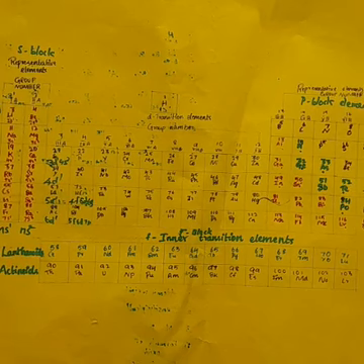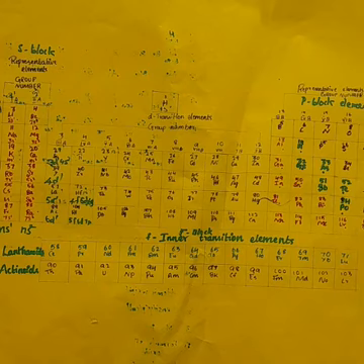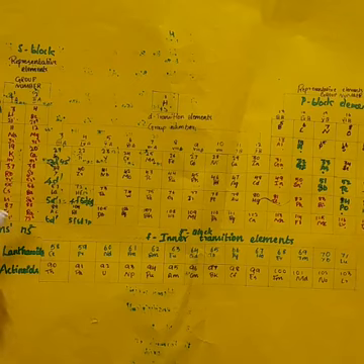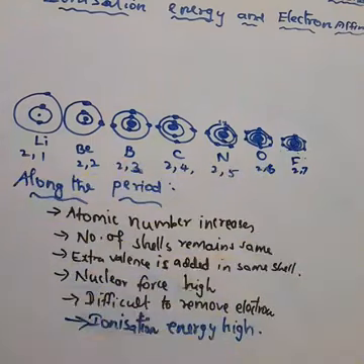This particular trend we call the periodic trend in properties. There are 5 properties: atomic radius, ionic radius, ionization energy, electron affinity and electronegativity. The first 2 properties, atomic radius and ionic radius, we studied in our previous sessions. Today we are going to study ionization energy and electron affinity.